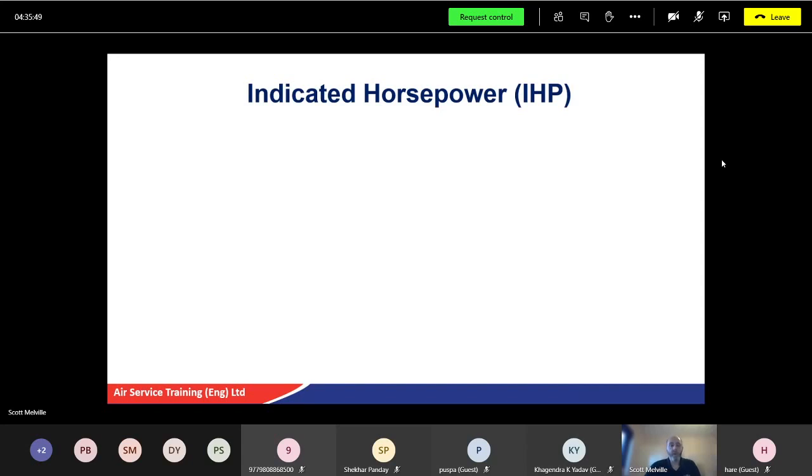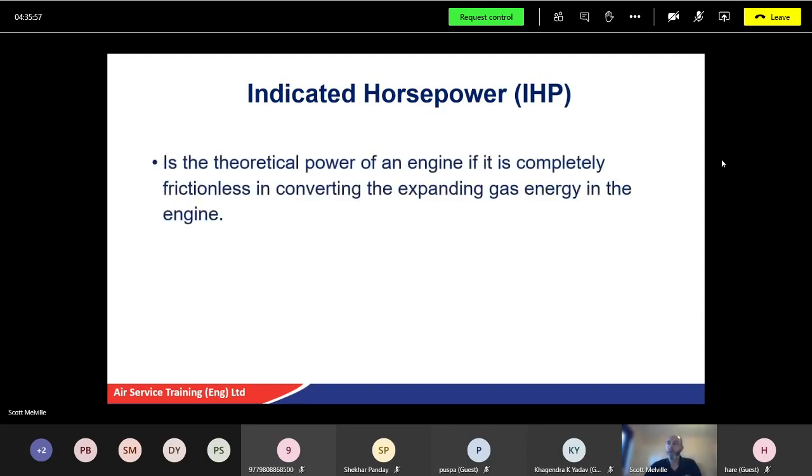So we mentioned horsepower, okay, we've got a few to look at. Anything with indicated beside it is the theoretical one. So indicated horsepower, strangely enough, will be the theoretical power of an engine if it's completely frictionless. So there's no friction involved, and converting all the expanding gas, we've heated the fuel up, we've burnt the fuel, gas coming out in the engine. So that would be the theoretical horsepower of it.